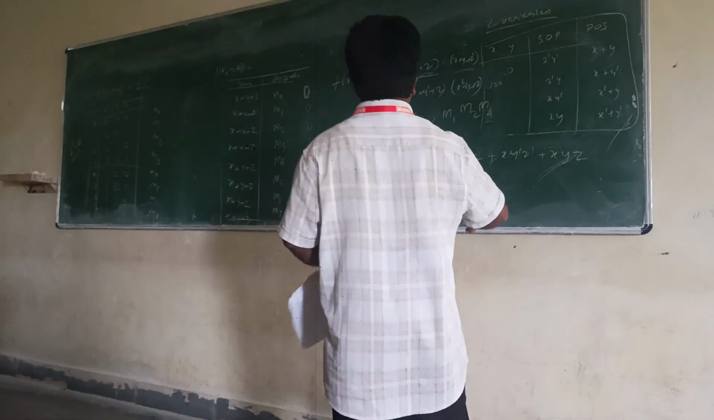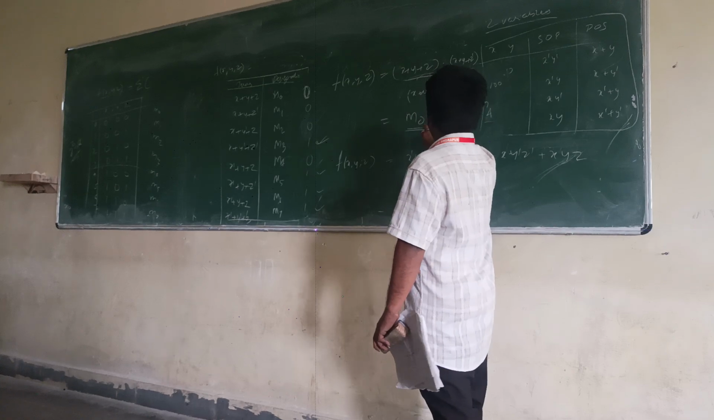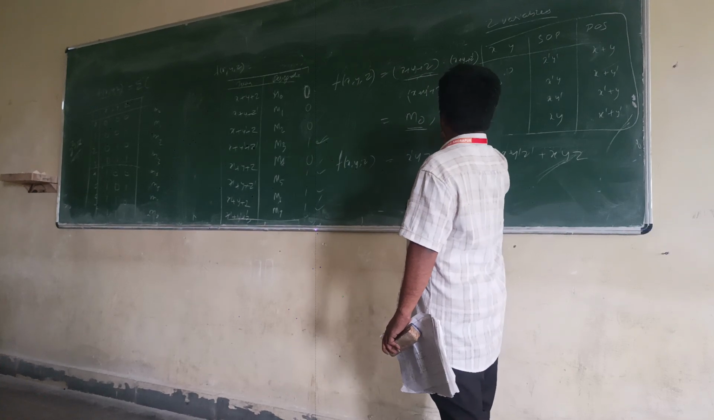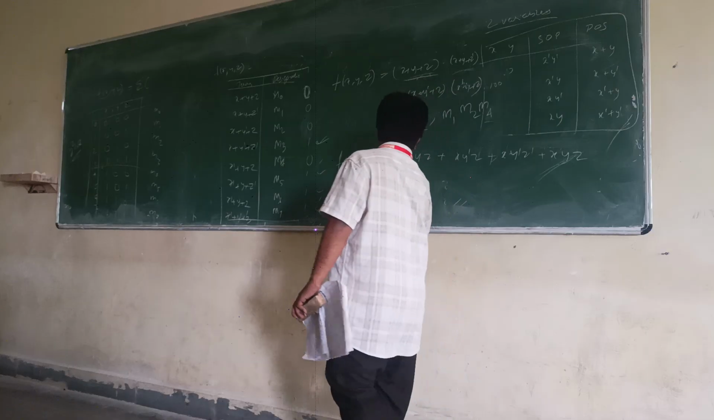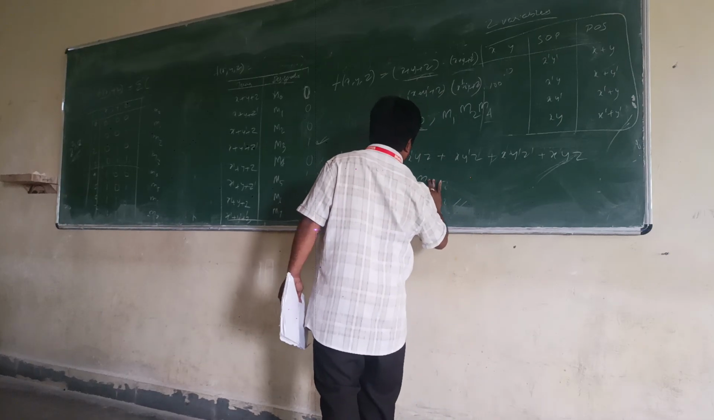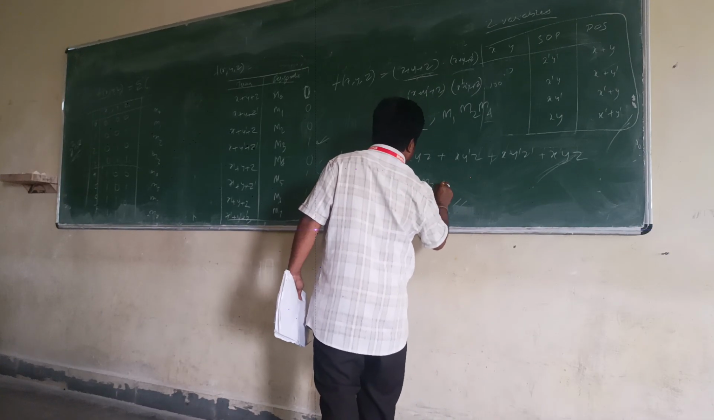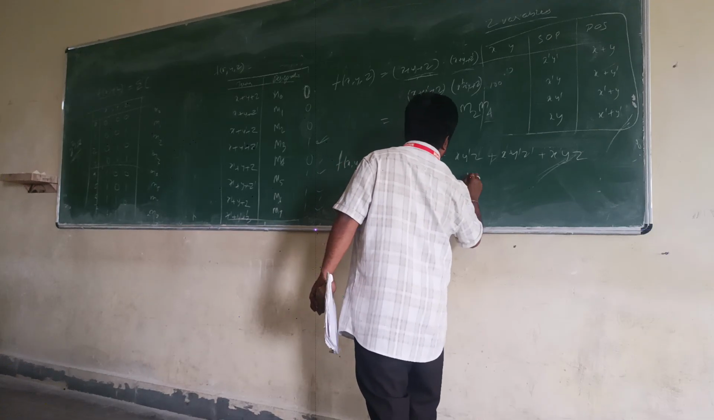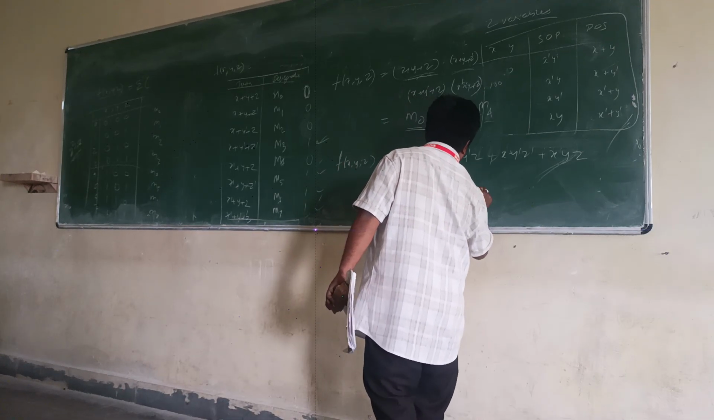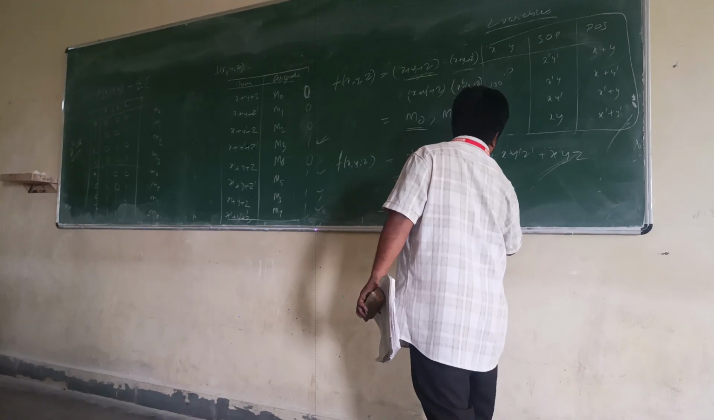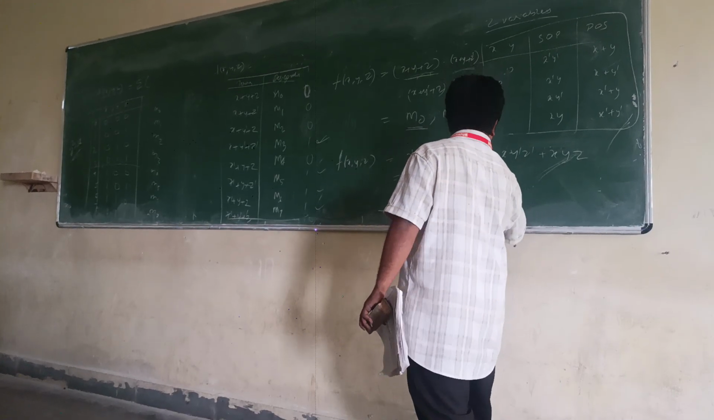Okay, just I'm writing the missing terms. What are the missing terms here? The 1, sorry, 3, 5, 6. Okay, this is the M3, okay, small letter m3. This is the M5. This is the M4, M6, okay, M6.